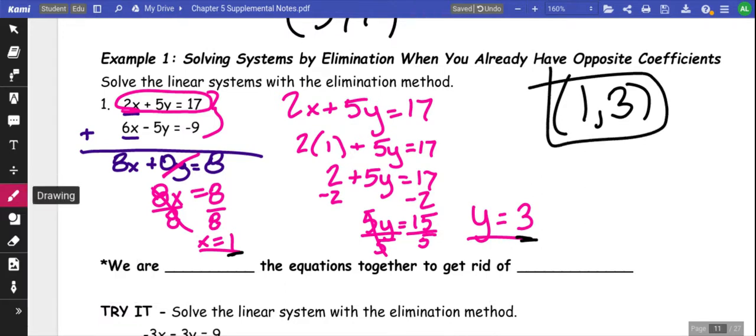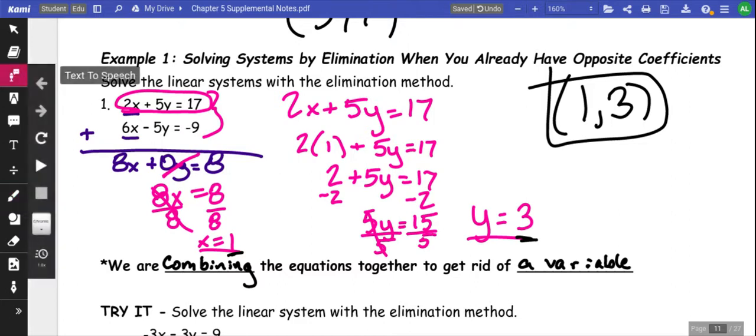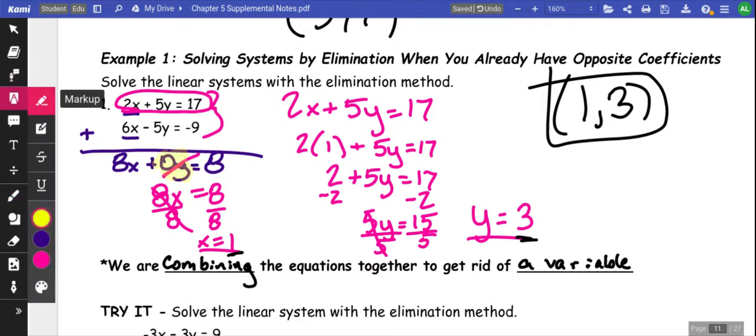Essentially what we're doing with elimination, we're combining our equations together to get rid of a variable. This doesn't work if after I add my equations together, I still have a y term. This works because I was able to get rid of that 0y. I was able to eliminate it.